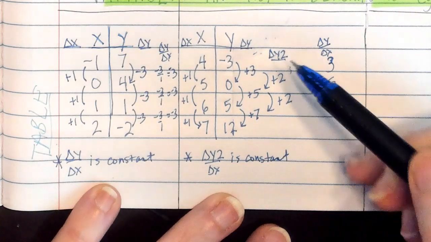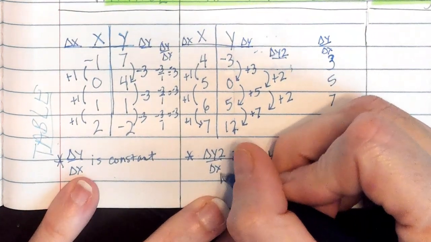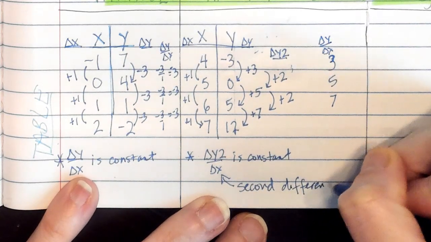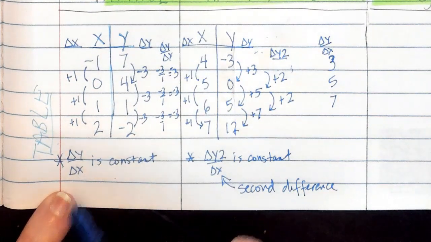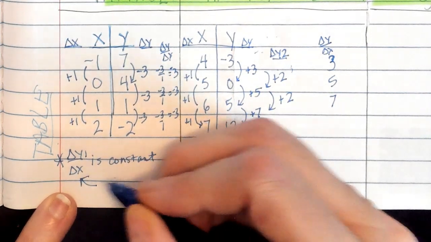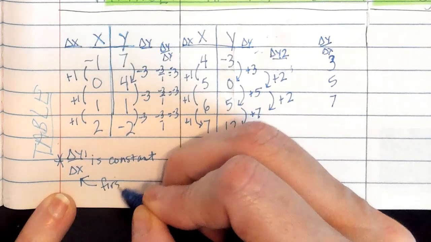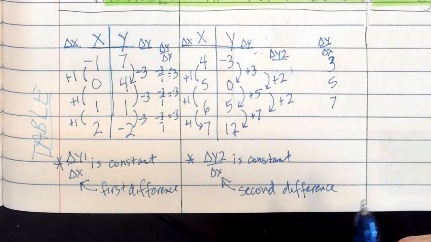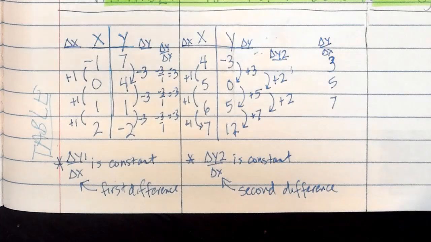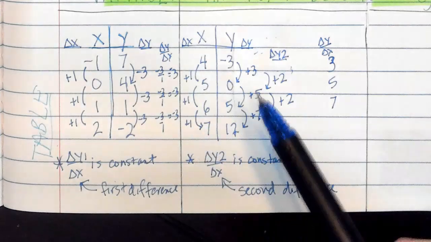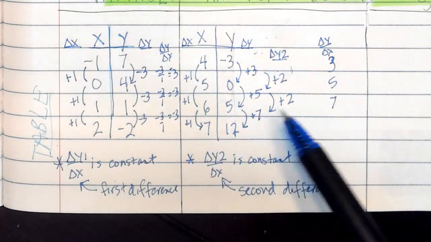We call delta y2 the second difference. So what do you think we call delta y over delta x? Well, technically, it's delta y1 over delta x, so we call this the first difference. Using tables to figure out what function we're looking at, we call that finite differences, because infinite means it goes on forever. Finite means I only have to go so far in order to find a common difference.